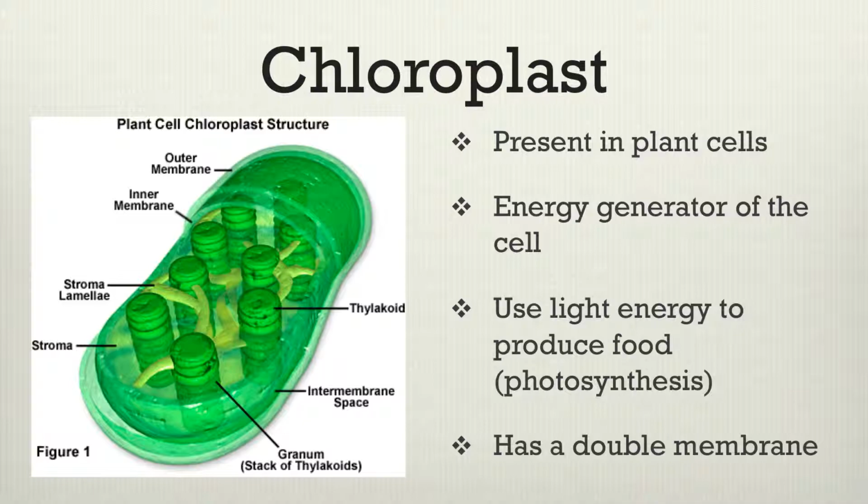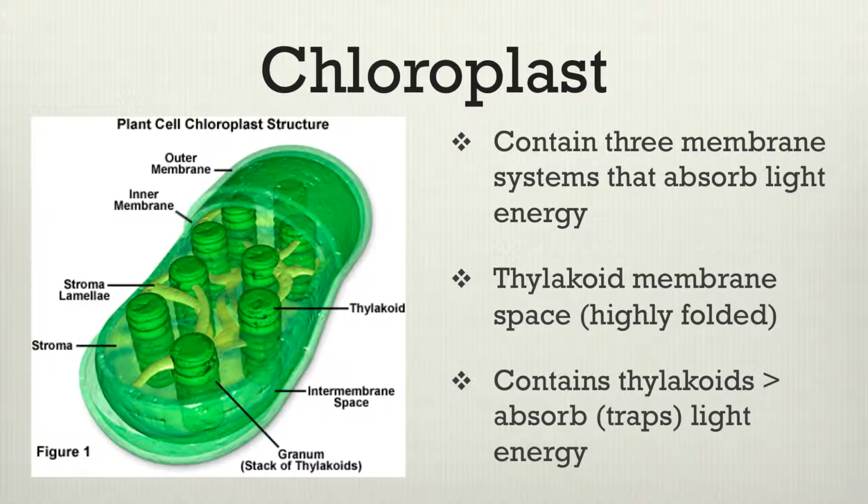Mitochondria, which we'll talk about shortly, work in the opposite direction. They use oxygen in the process of releasing chemical energy from sugars. Chloroplasts contain three membrane systems that absorb light energy. The thylakoid membrane space, highly folded, contains the thylakoids, which absorb and trap light energy. Chloroplasts capture light energy from the sun to produce the free energy stored in ATP, or adenosine triphosphate, that is a molecule, and NADPH, another molecule, through a process called photosynthesis.